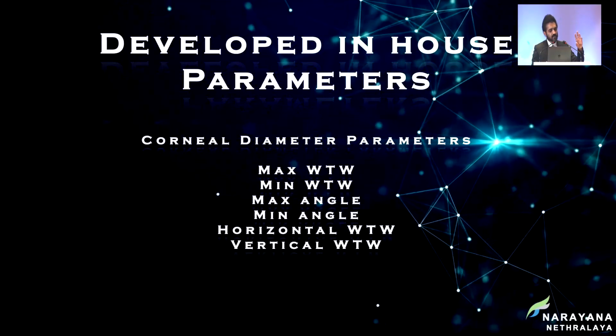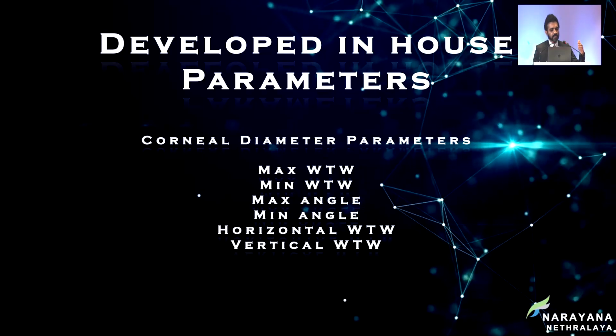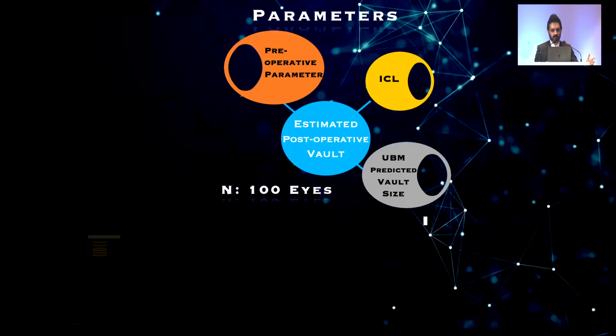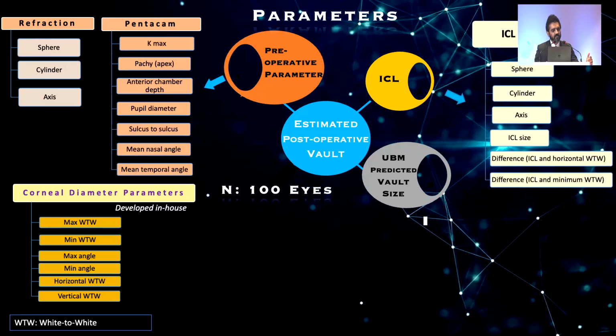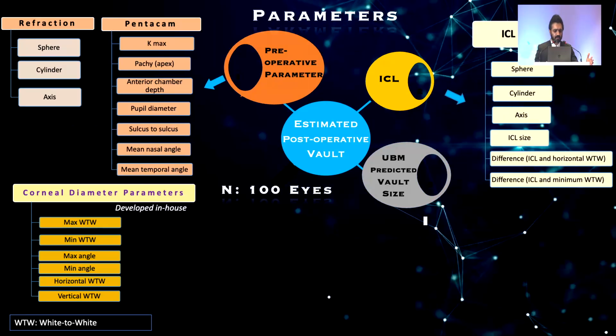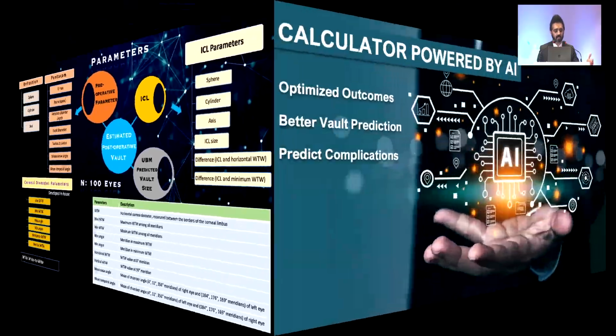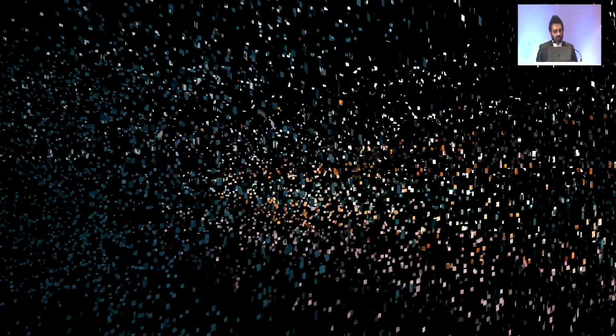By using the same method, we calculated the max and minimum wide to wide, max and minimum angle, horizontal wide to wide, and vertical wide to wide. We took all this data and the rest of the Pentacam, refraction, ICL parameters, and UBM predicted vault parameters, and then we added AI into it. And basically, we found something very interesting.